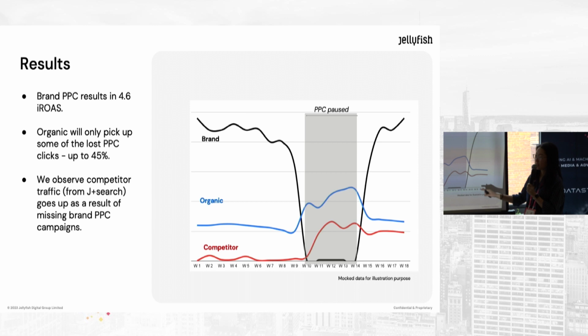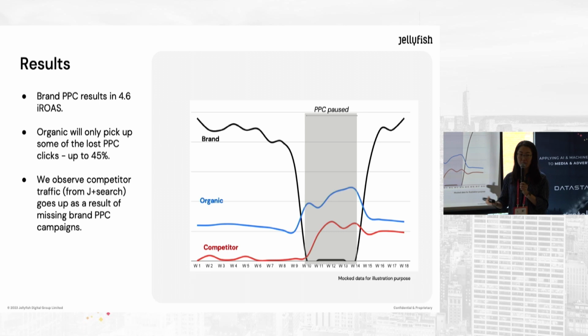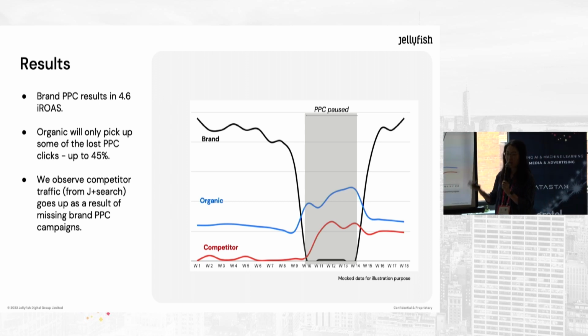So basically what this is saying is that if the client wanted to go dark with a brand search campaign, unfortunately, organic won't pick up all the traffic, but also some of the small competitors might scoop in and take off some of their traffic, which is bad news for the advertiser to turn off the PPC. So that's what we learned, and we also replicated this result in multiple other clients, and we find very similar trends.